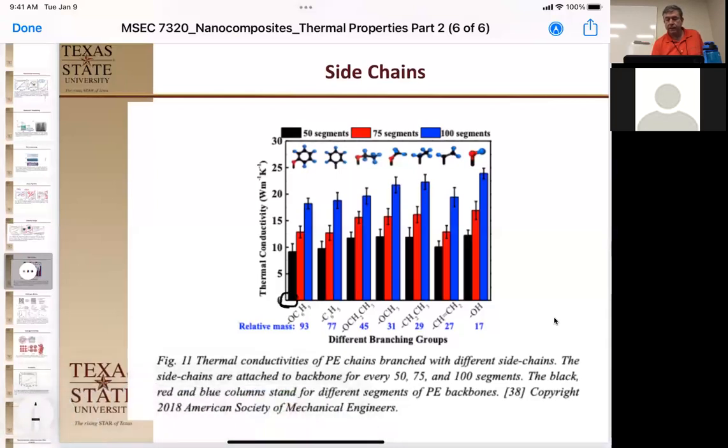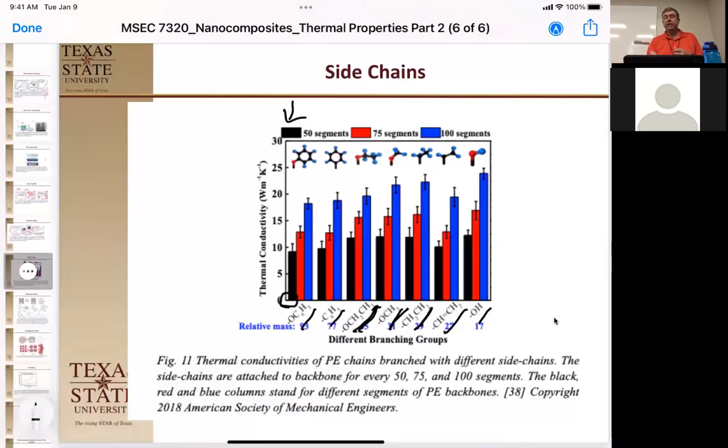If you have one defect, this is a phenyl group with an oxygen, this is just a phenyl group, this is an ethyl group, this is a methyl group, this is an ethylene oxide group, a methylene oxide group, an ethyl group, a vinyl group, and a hydroxyl. So they're changing the different groups, but they see the same trend. If you have one substitution every 50 segments, you have the lowest thermal conductivity of the set.